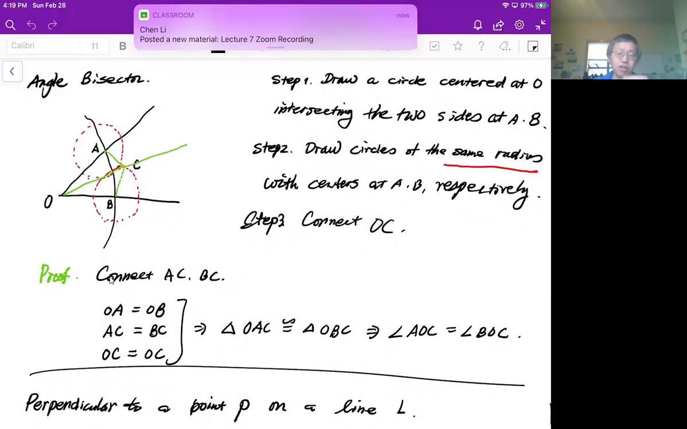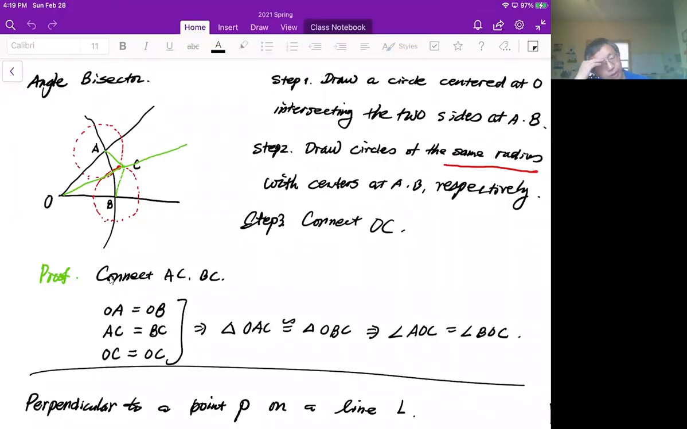So A and B are points with the same distance to O, but on the two different sides. Now I'm going to draw a circle with the center at A, and I do the same thing with the other center, B. The two circles intersect at two points, but I just pick one of them. Let's pick C here. And I connect OC, actually make an extension, and that is the angle bisector.